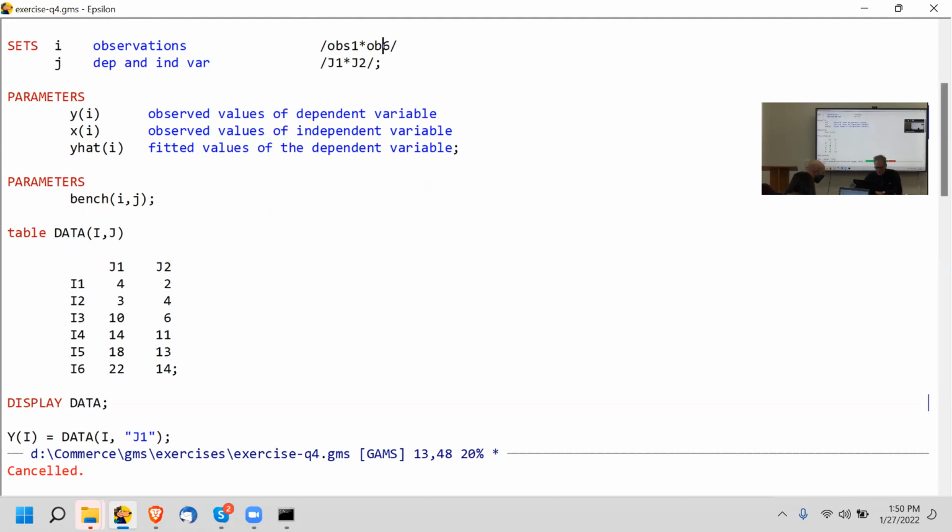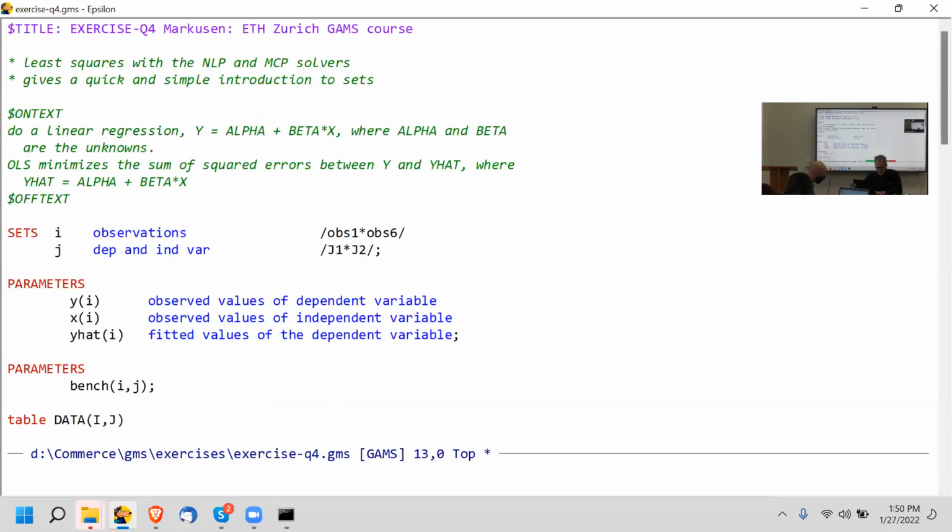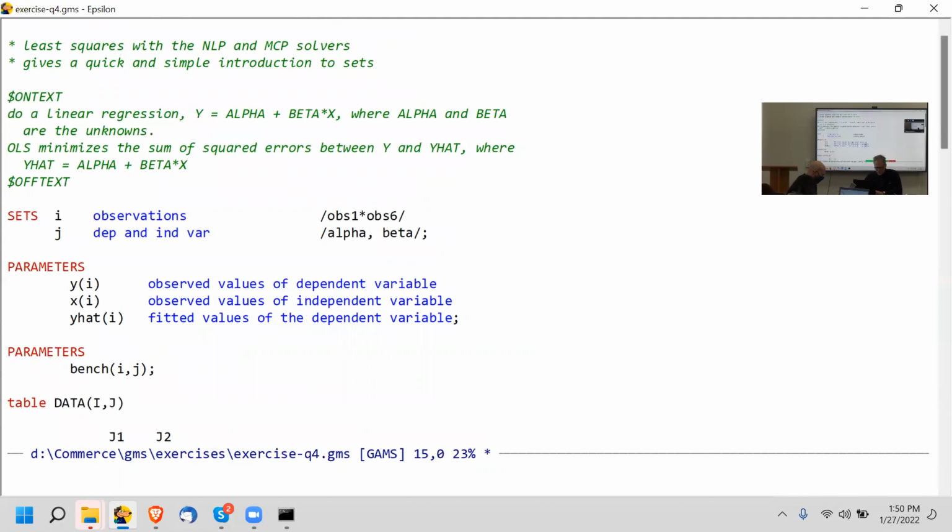Let's use some names to know what we're talking about. Oh, I see what you mean. And then what's this? I forget, what are the fitted values up here? He had this be alpha and beta, right? So the alpha and beta. Why do you use J1 and J2? You can call it J, but that's going to be alpha and beta.